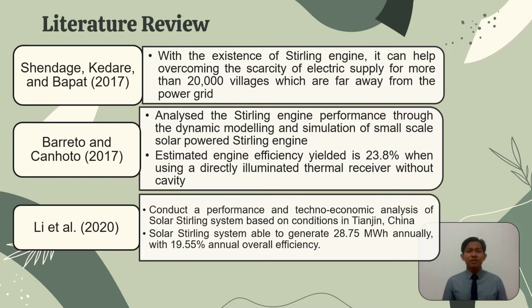It was found when using a directly illuminated thermal receiver without cavity, the engine efficiency is estimated to be 23.8%. And lastly, Lee and Associates conducted a performance analysis of solar Stirling system under condition of Tianjin, China. By implementing a mathematical model in MATLAB software, the study shows that the solar Stirling system is able to generate 28.75 megawatt per hour annually with 19.55% of annual overall efficiency.